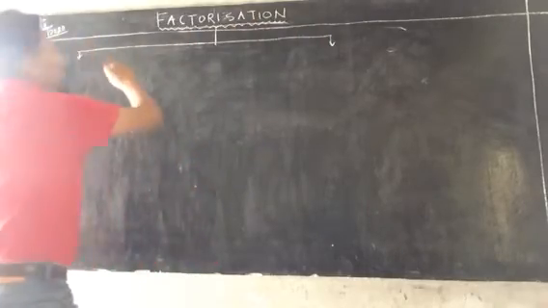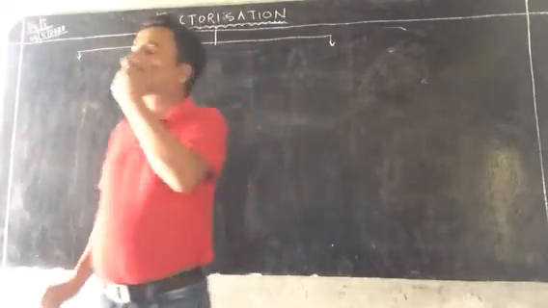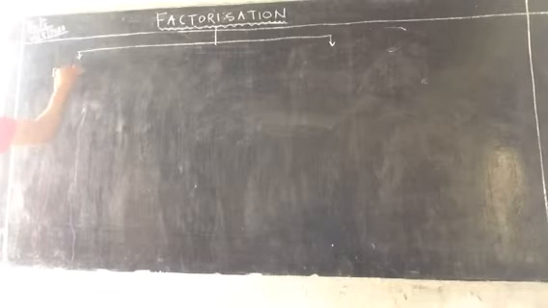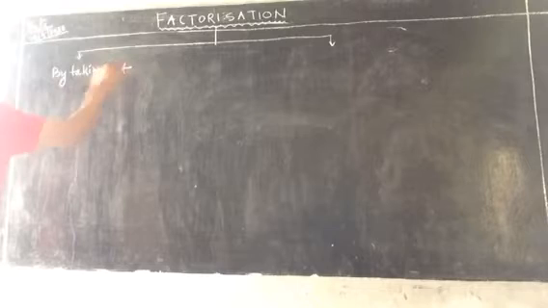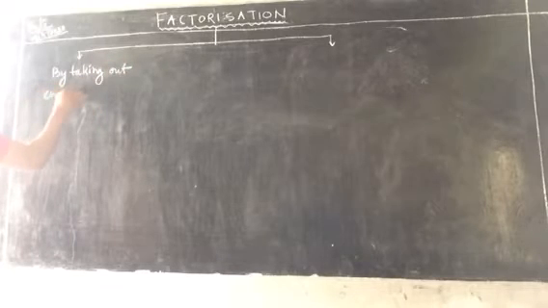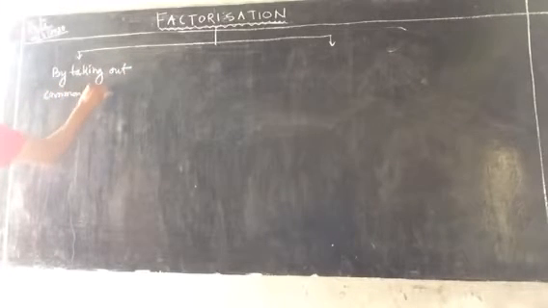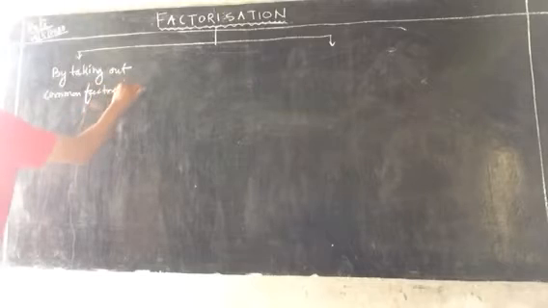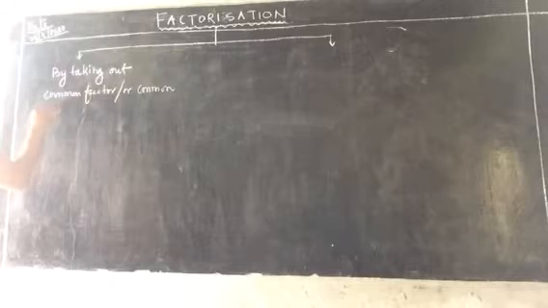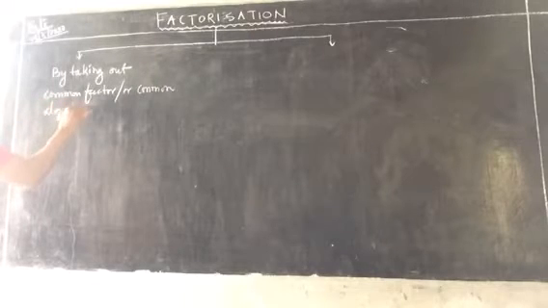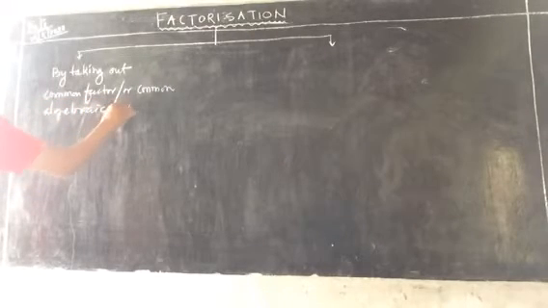Factorization can be done in two ways. There are two methods to factorize any algebraic expression. One, by taking out the common factor or common algebraic expression.